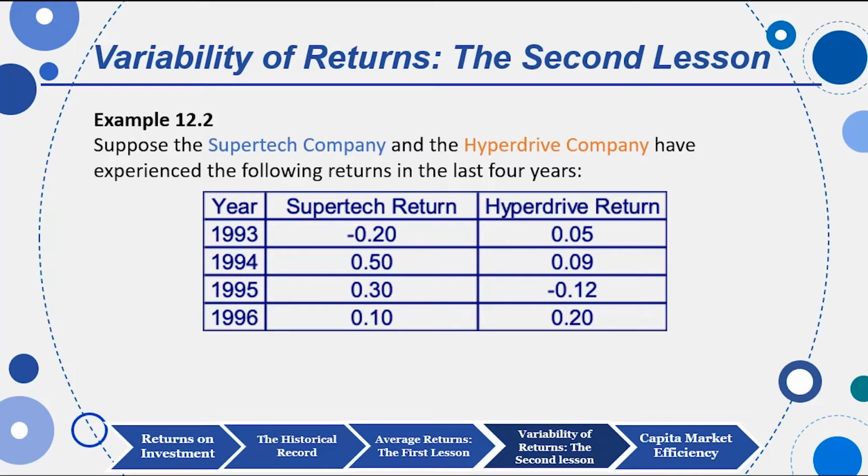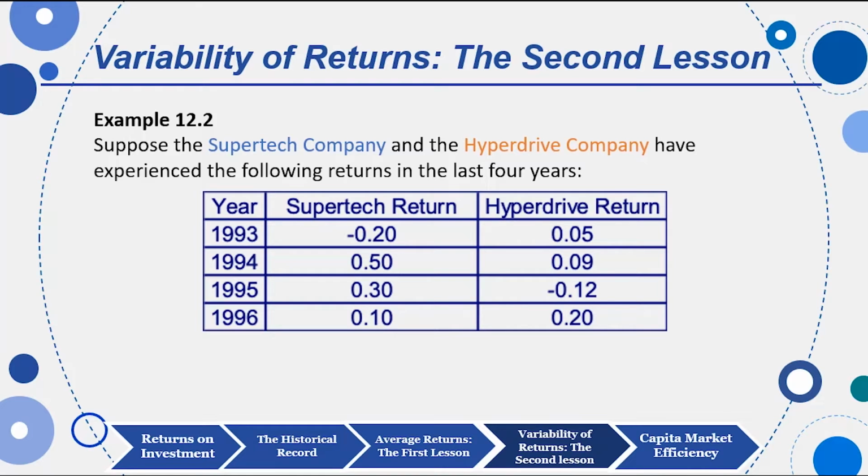Let's go through an example of calculating the variance and standard deviation. It's very simple. So these are all posted in terms of percentage: minus 20% for SuperTech, 50%, 30%, and 10%. I can calculate the variance using a 5-step process, which has 6 steps.